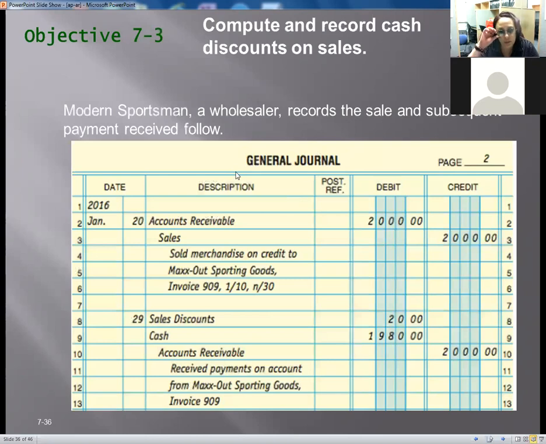All right. So here's what the general journal looks like. You're getting accounts receivable 2,000, and then you have sales of 2,000.